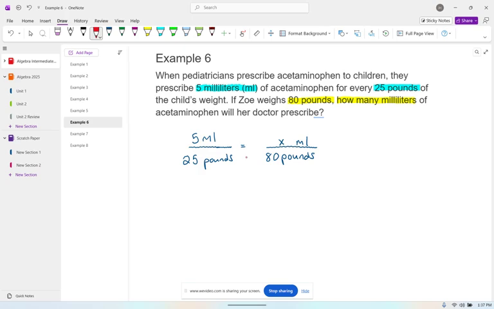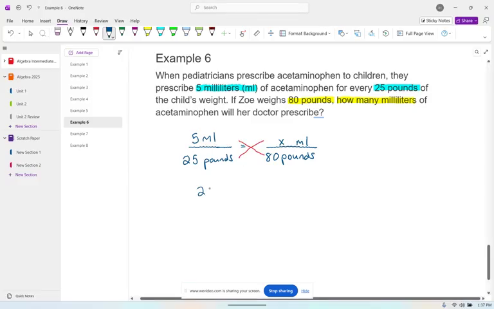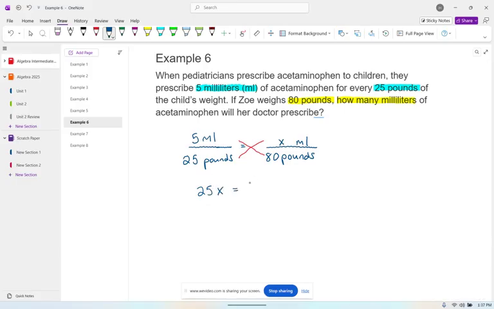Now at this point, we can do our cross multiplication and put our 25X equals 5 times 80, which is 400. Divide both sides by 25. And we'll end up with X equals 16. And don't forget your label. We're talking about medicine, so it would be 16 milliliters.